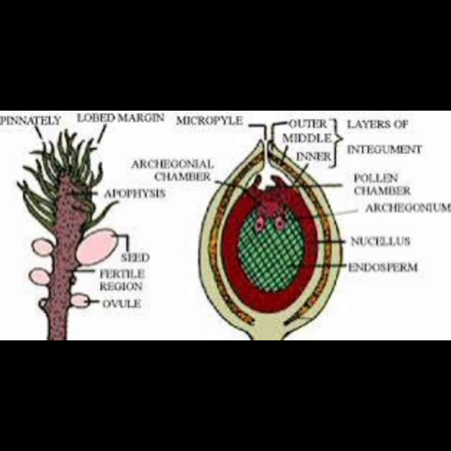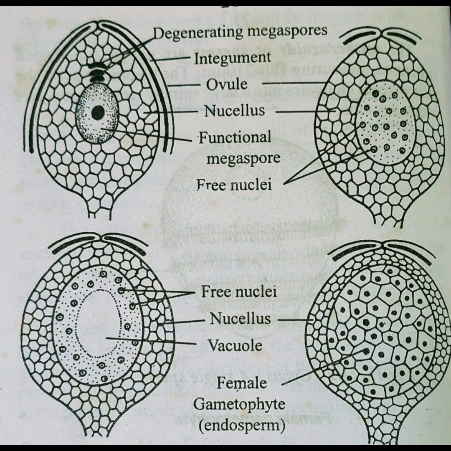Now what happens to this functional megaspore? The haploid nucleus of the megaspore undergoes free nuclear divisions to form a large number of nuclei. So a multinucleate structure is formed. Initially it is without any wall formation, so you can find a large number of free nuclei.